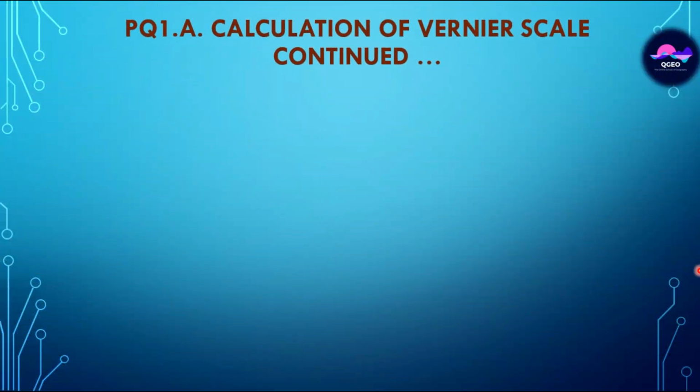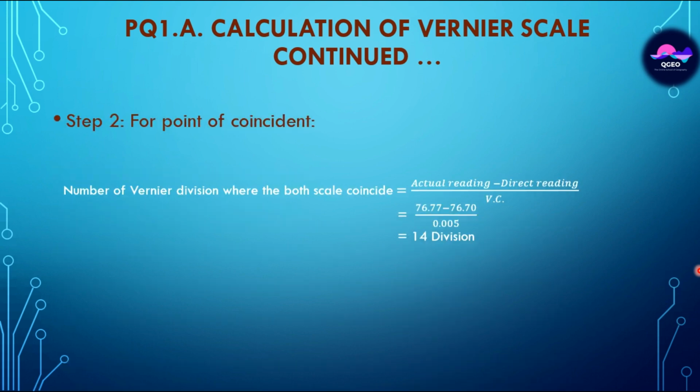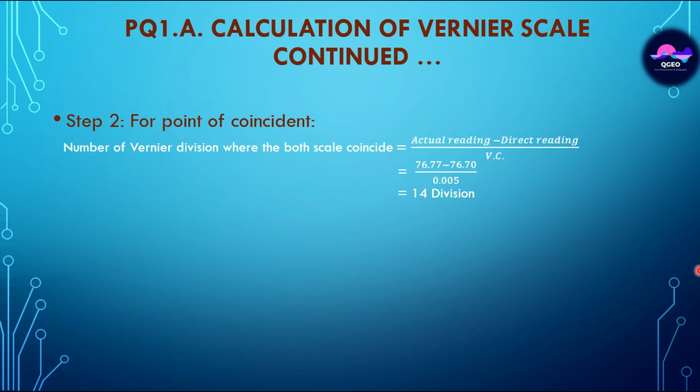Step 2, for point of coincidence, number of Vernier divisions where both scales coincide, is actual reading minus direct reading divided by Vernier constant. Here 76.77 minus 76.70, that is direct reading, divided by VC, which is 0.005, is equal to 14 divisions.